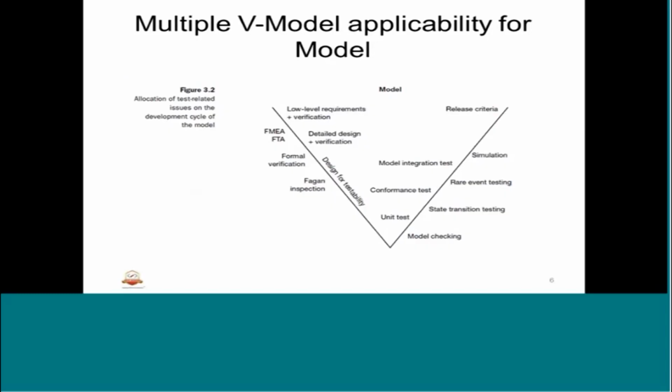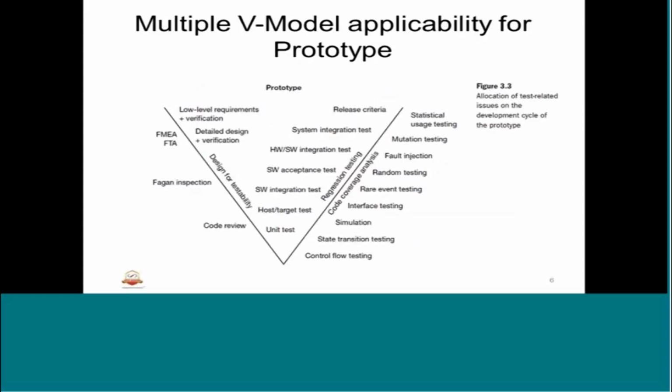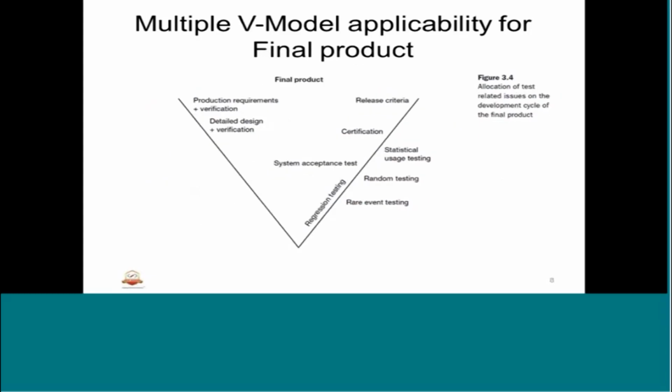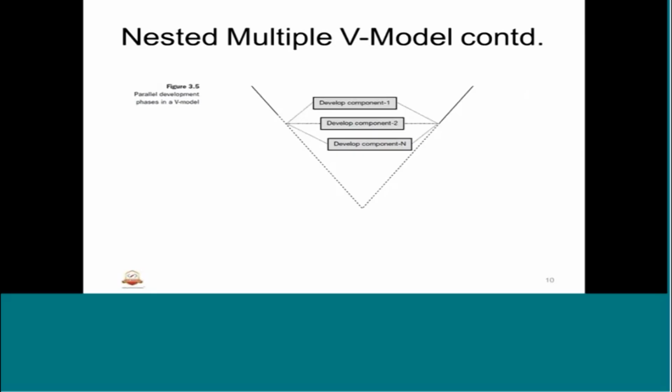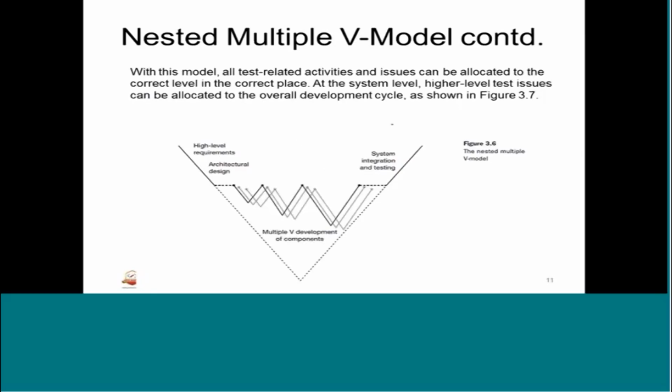We also studied the allocation of test related issues on the development cycle, and on the prototype and the final product, how it is applicable for the multiple V model. Then we went through a nested multiple V model, which has multiple V models nested based on the components that we have. Usually we use it in larger systems.